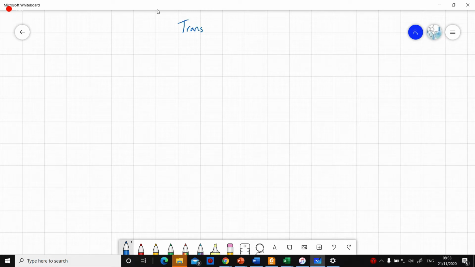Now, translating graphs is a topic that, if you have a graphic calculator, you will find extremely easy. If not, you have to work really hard just to get your head around it.